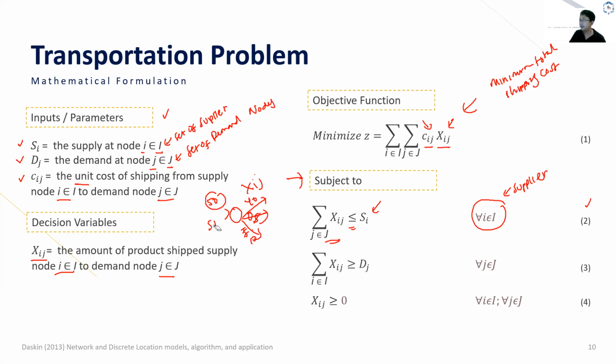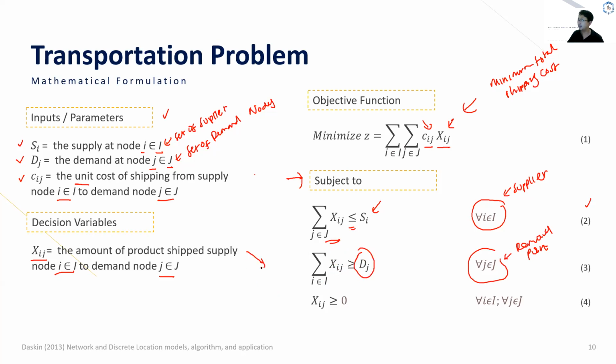The same way, we need to model the constraint for the customer or the demand point, in which the total amount of product supplied to each customer or demand point should be less than or equal to that demand point itself.